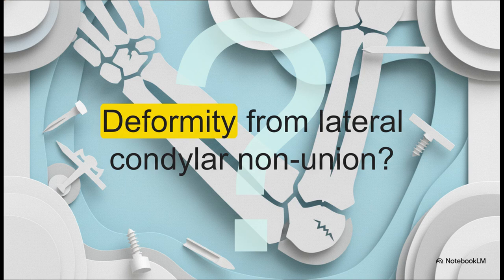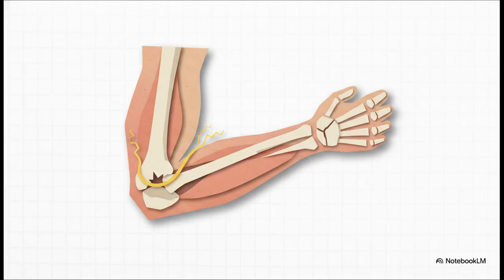Now, a 23-year-old patient presents with a lateral condylar fracture of the right humerus that was managed conservatively in an emergency setting. Which of the following deformities will result if improper fixation or non-union occurs in this specific case? Options: A. Cubitus varus, B. Cubitus valgus, C. Gunstock deformity, D. Osteonecrosis, or E. Post-traumatic arthritis. The correct answer is B, cubitus valgus.